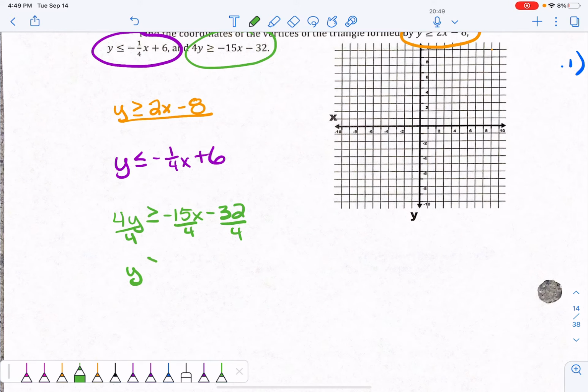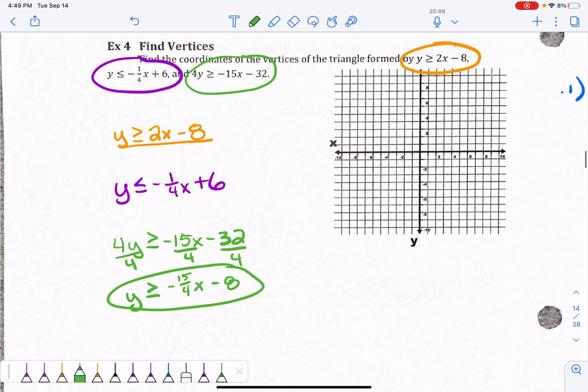And we have y is greater than or equal to 15 over 4 won't reduce, so we'll just leave him as negative 15 over 4x and minus 8. If I'm going too fast, make sure you pause. Okay, now we're just going to graph each one of these. So I'm going to start with the top one. The top one is this yellowish golden color one. And we're going to start him at negative 8, which is this dot right here. And the slope is up 2 over 1, up 2 over 1, up 2 over 1.